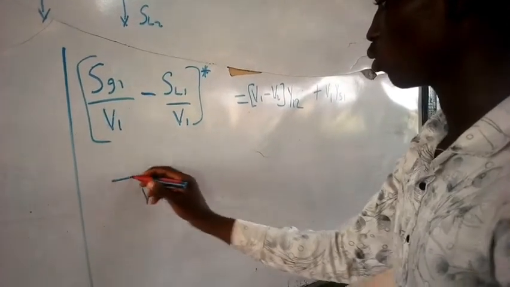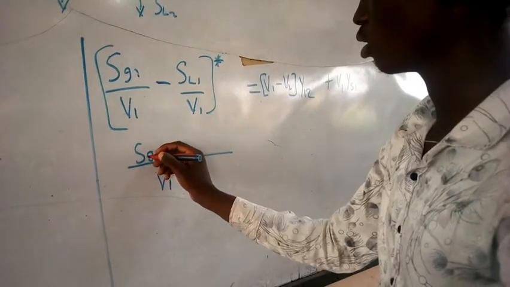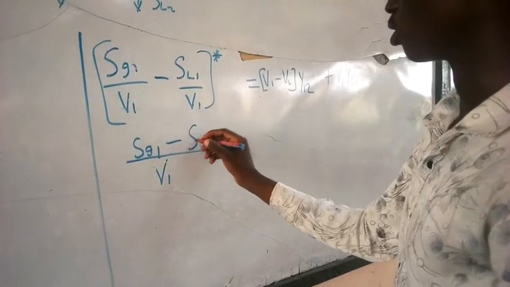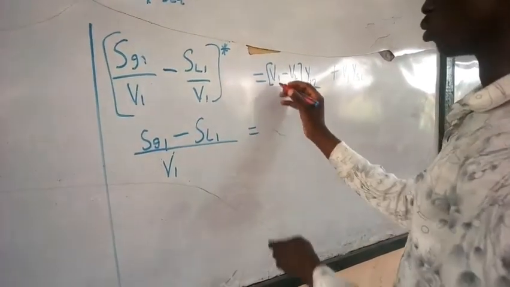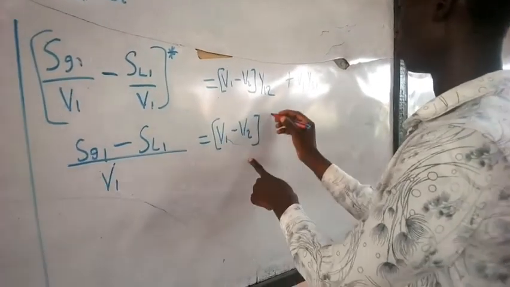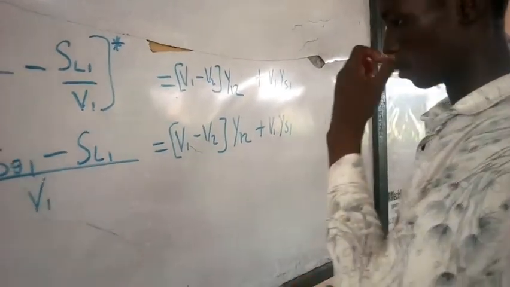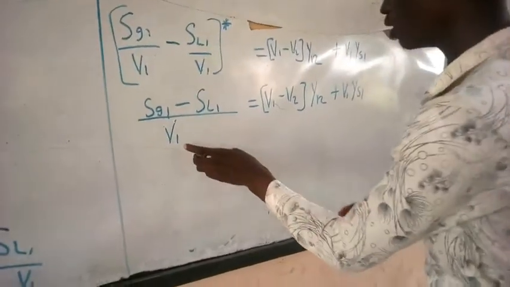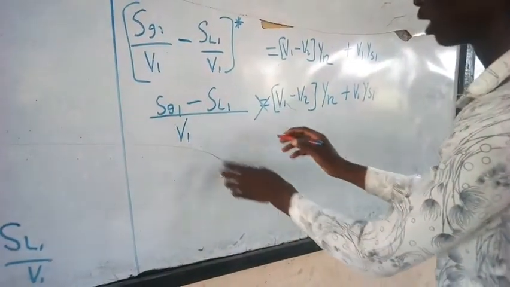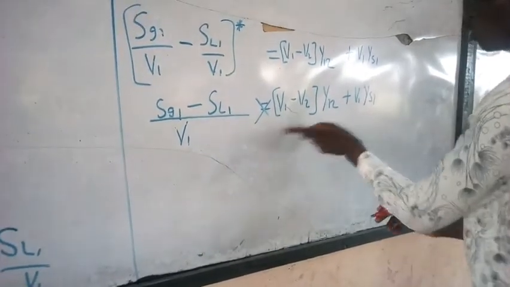So V1 over V1 divided by V1 will give us 1. 1 times SG1 is SG1 minus V1 divided by V1 is 1. 1 times SL is also 1. Then it is equal to V1 minus V2, Y12 plus V1 YS1. Okay, from here, this V1 we use to cross multiply.